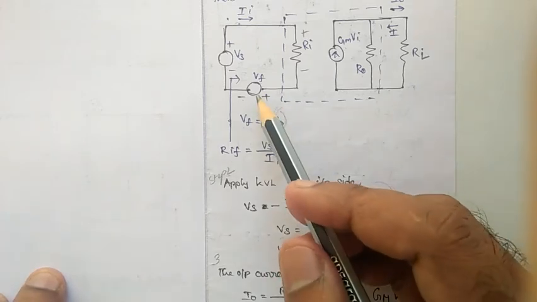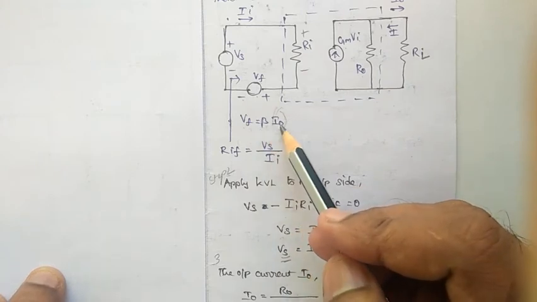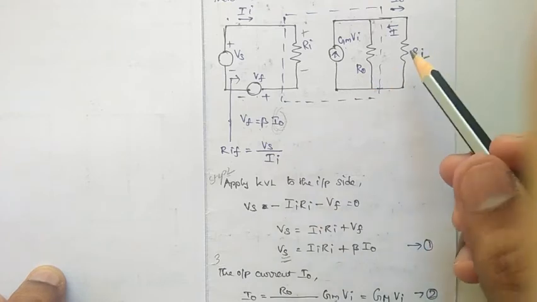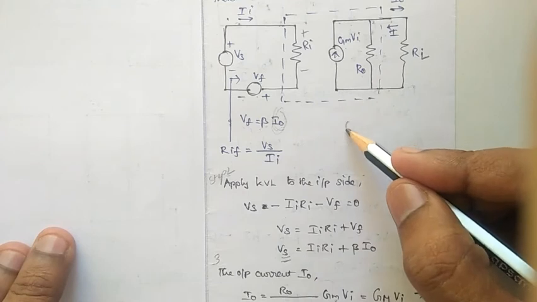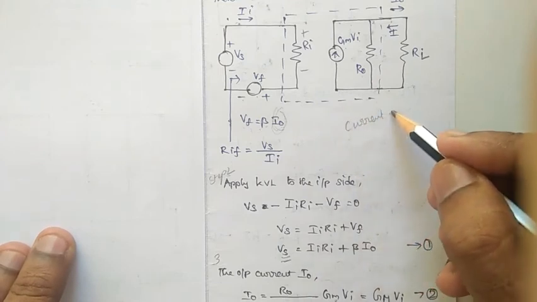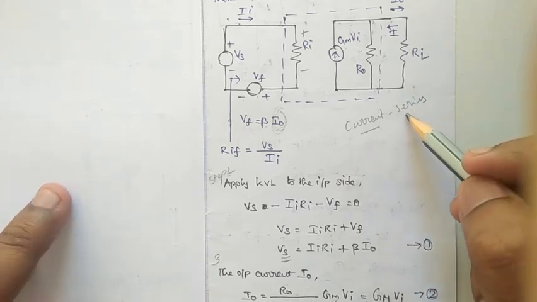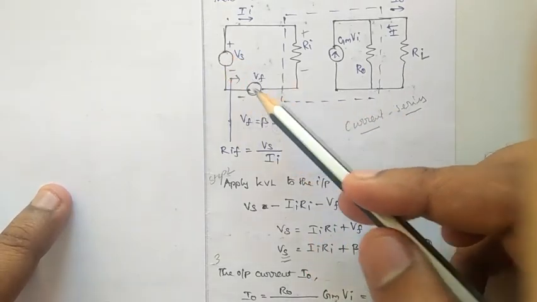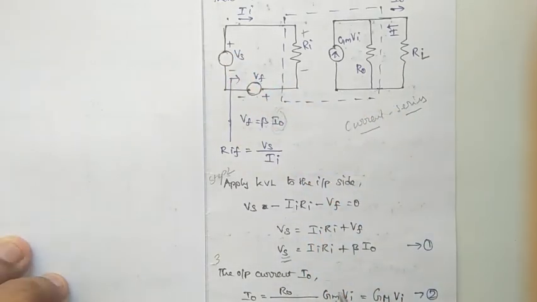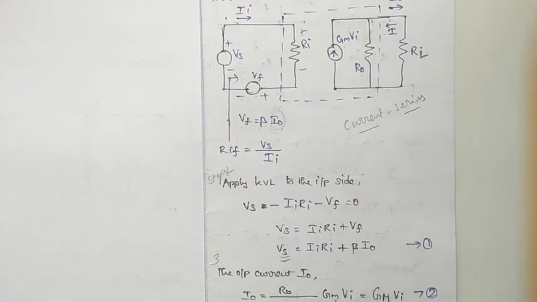What is Vf here? Feedback voltage is nothing but the multiplication of the feedback gain and the output sampling parameter. What is the sampling parameter here? We are taking the current as the sample because this amplifier is a current series feedback amplifier, meaning I take the current as the sample and mix it with the source in series. So Vs is equal to Ia Ri plus Vf. Vf can be written as beta into I naught, substituted here. I am getting equation 1.